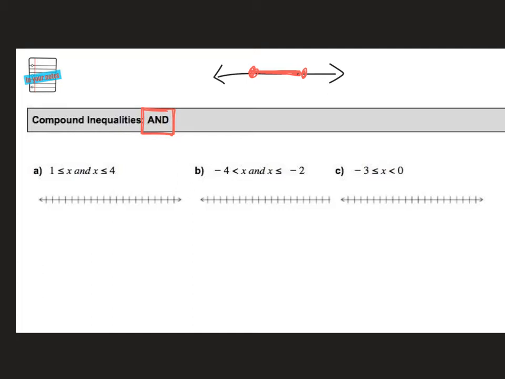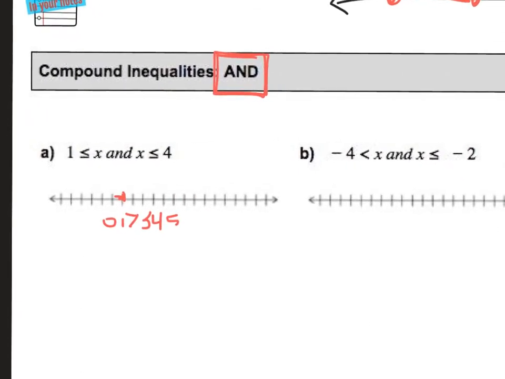So this first one here, we've got the number 1 and 4. So let's put a few numbers on our number line: 0, 1, 2, 3, 4, 5. And our first one, x is greater than or equal to 1. So we know we're going to need a closed dot on 1. Let's zoom in a little bit here. Okay, here we go. Closed dot on 1. And x is less than or equal to 4, so we need a closed dot on 4.